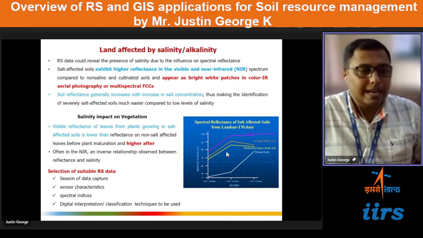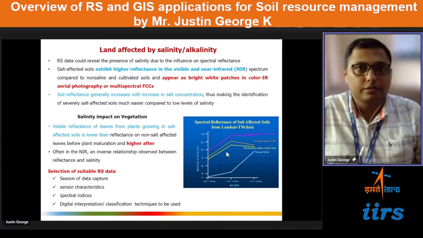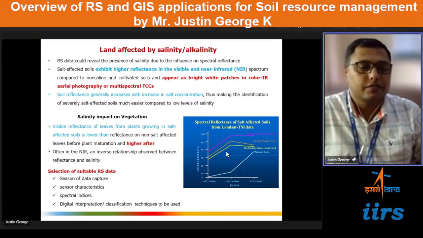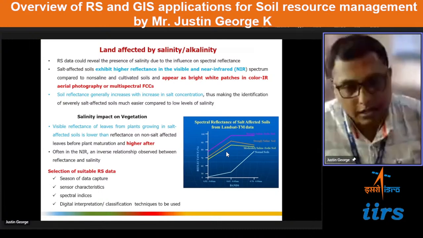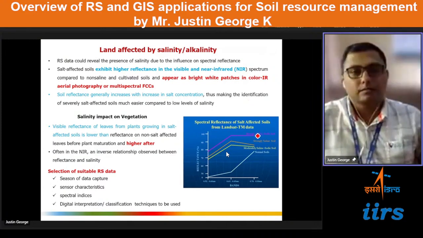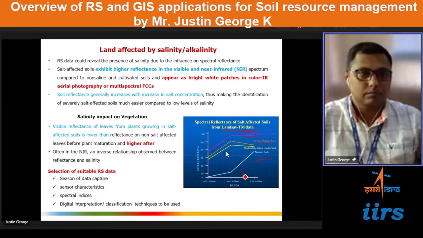So the selection of suitable remote sensing data for studying salinity should be done by considering certain important factors such as the season of the data capture, the sensor characteristics, the spectral indices, as well as the digital interpretation or classification techniques which we intend to use in a particular scenario. Here we can see the strongly saline sodic soil has the highest reflectance when we observe the area using a Landsat TM image. This is strongly saline and this is the normal soil. It has the lowest amount of reflectance.